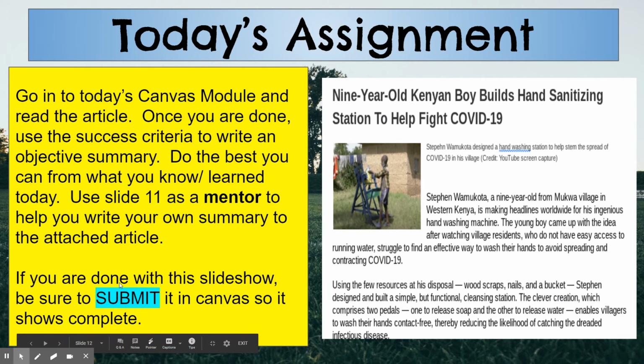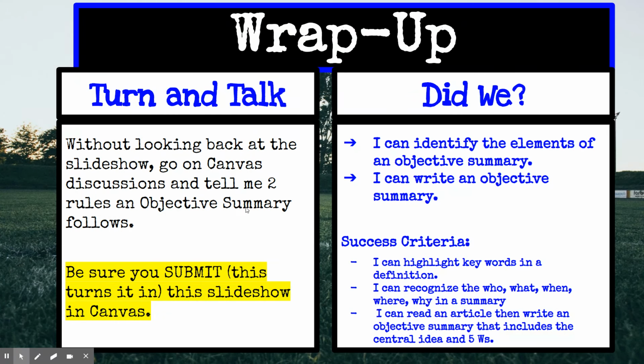But don't forget to click submit on the assignment. Make sure that you are not sharing that with your teacher. That blue submit button at the top when you are done writing your objective summary is what you need to push to turn it in. And then for your wrap up, you're going to give me 2 rules. So make sure that you go through the slideshow and that you're reading it carefully and doing all the work.